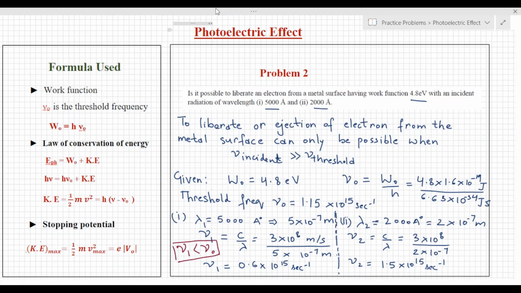So this value 1.5, nu 2, is greater than your threshold frequency. So electron liberation can take place with this wavelength. From here you can conclude your answer like this: with the wavelength 2000 angstrom, the liberation of electron can take place with this work function.